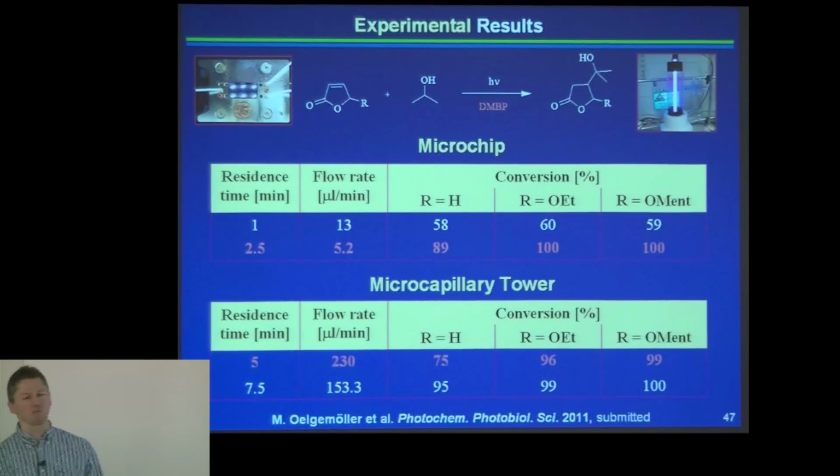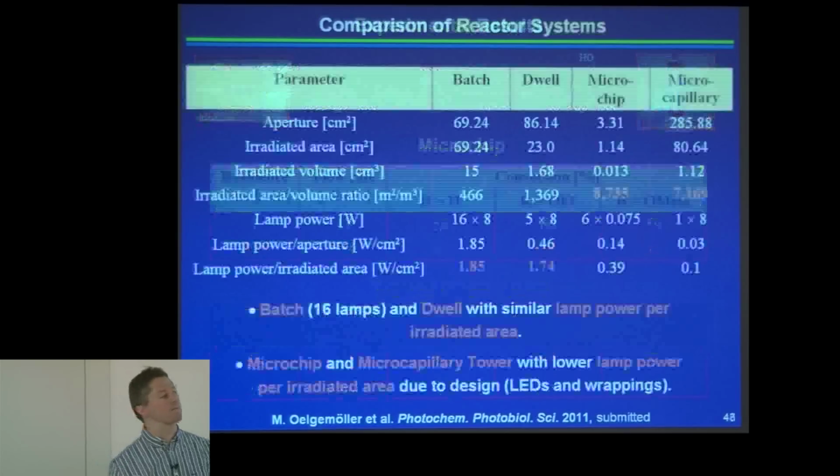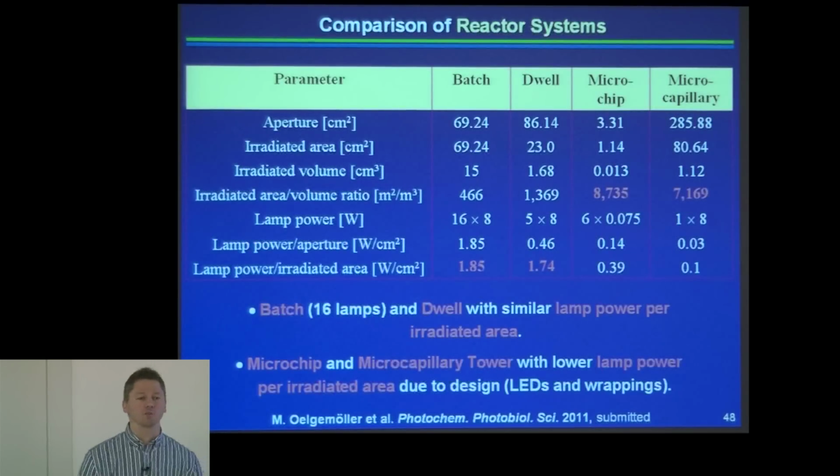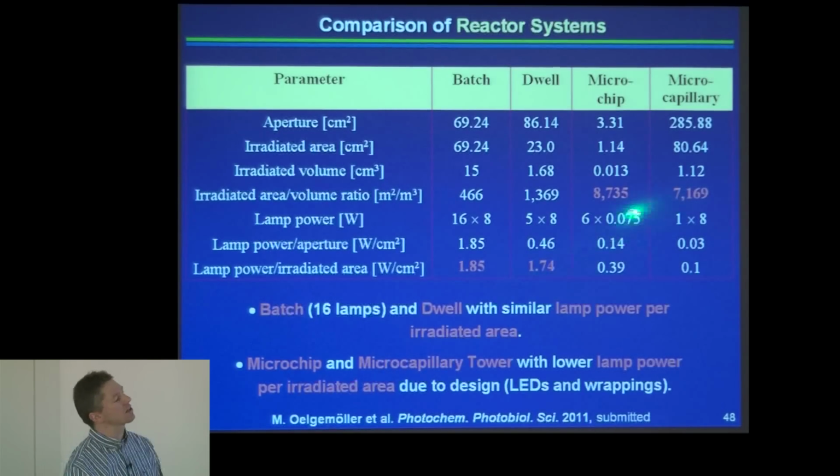So if you compare the numbers, they're all in the same range, except for the microchip. The microchip seems to perform best. And again, you have to be careful. Conversion is one thing. The other thing is, what are the parameters of the reactors? In particular, of course, the LEDs. The LEDs have very low power. 6 LEDs, 0.075 watt each.